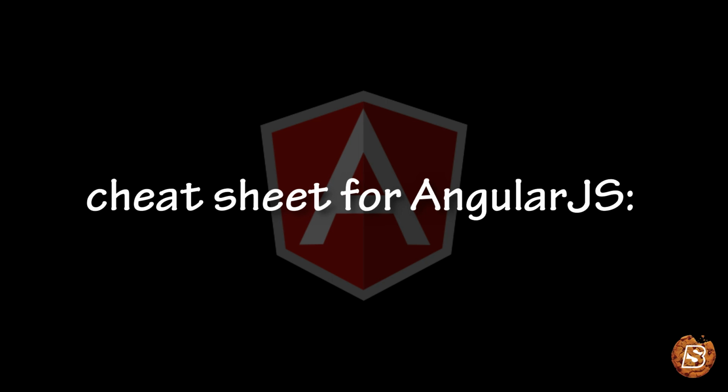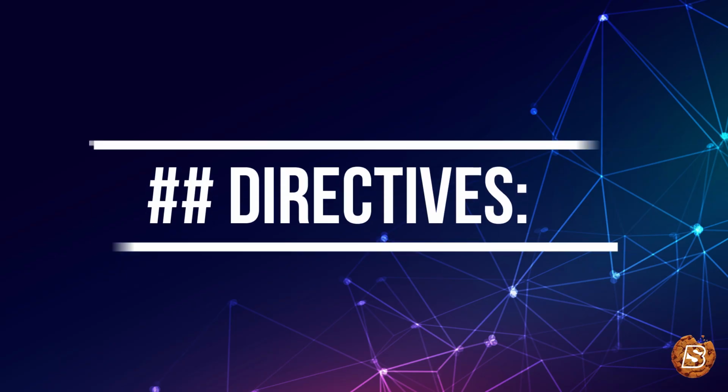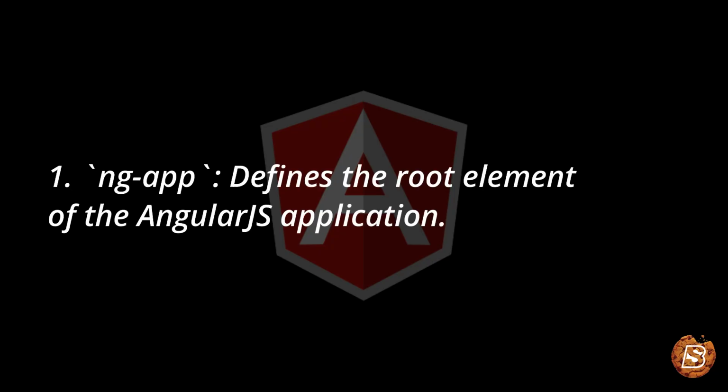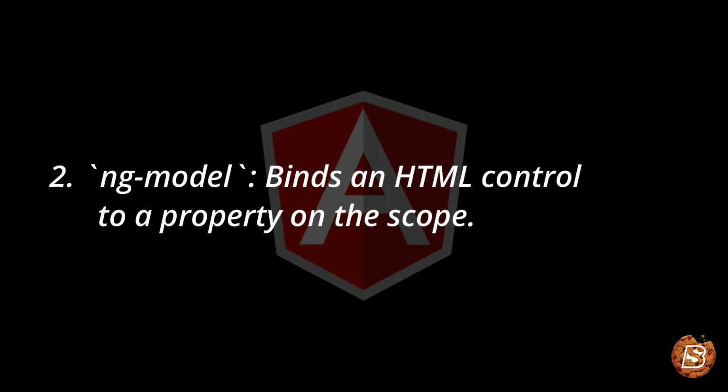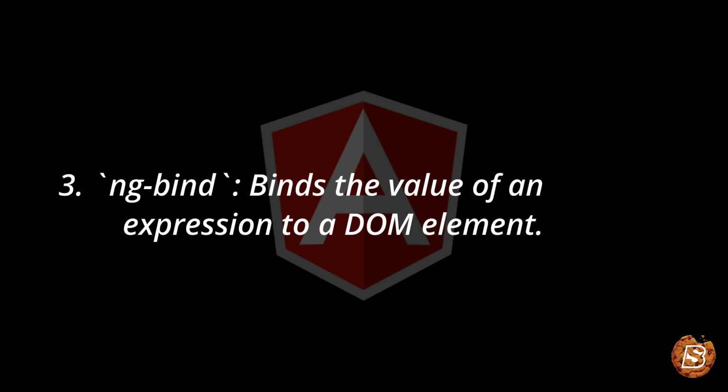for AngularJS. Directives. ng-app defines the root element of the AngularJS application. ng-model binds an HTML control to a property on the scope. ng-bind binds the value of an expression to a DOM element.